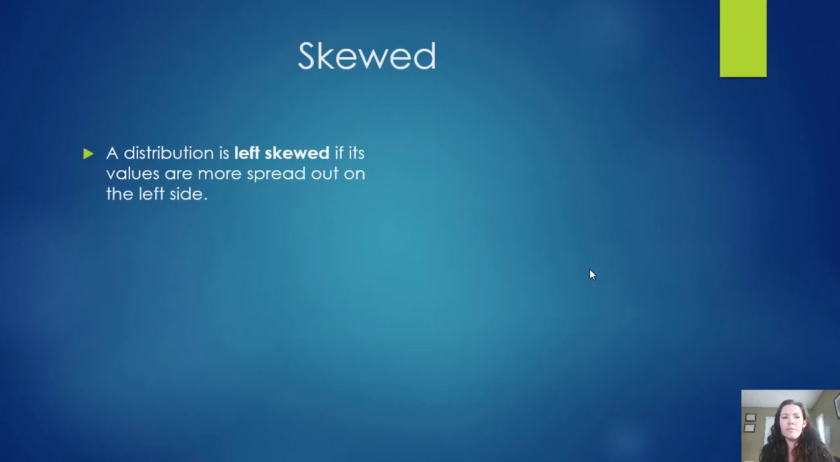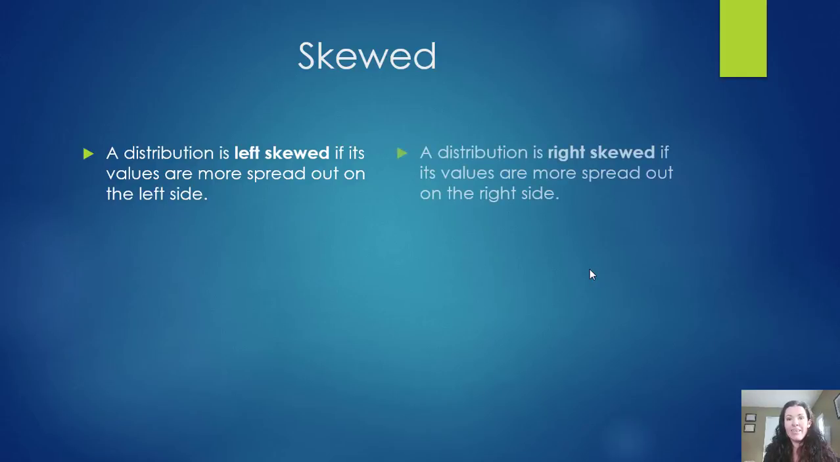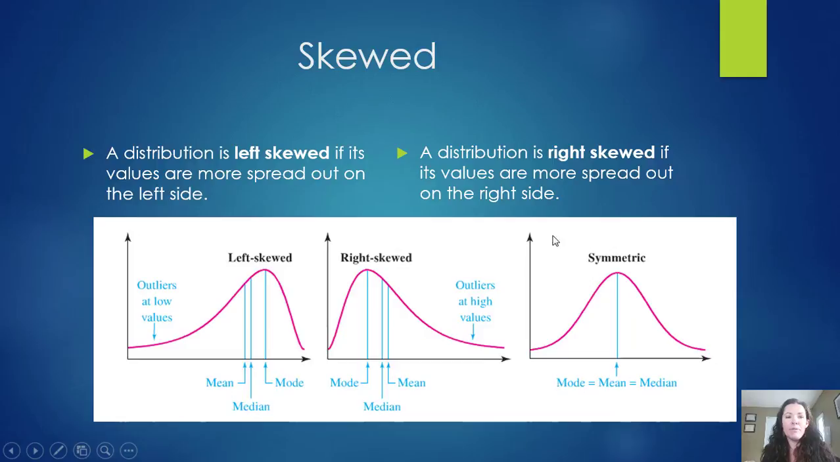Now the skewedness is something I want to make sure you know a lot about. We're going to talk about this a lot. So a distribution is left skewed if its values are more spread out on the left side. It's right skewed if its values are more spread out on the right side. So this does get people a little bit confused sometimes. So in a left skewed graph, there's more data over here to the left. So outliers are at low values.